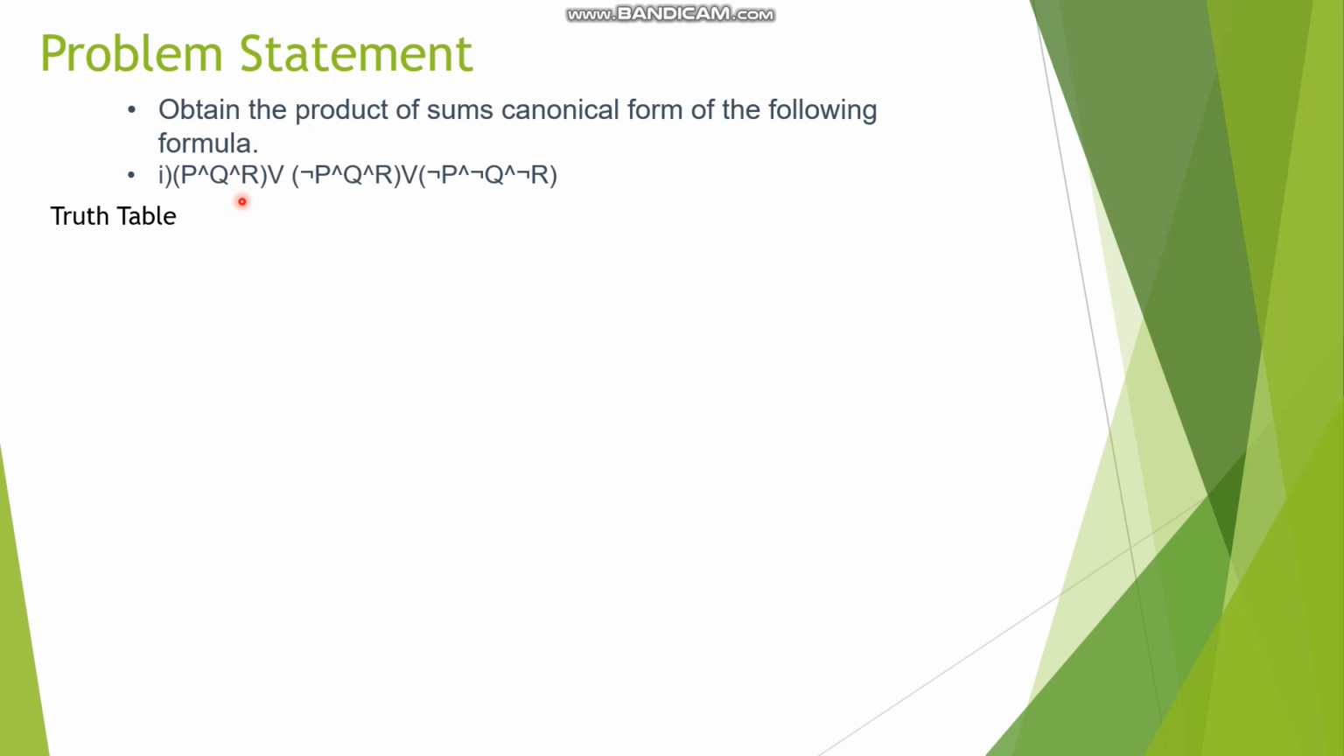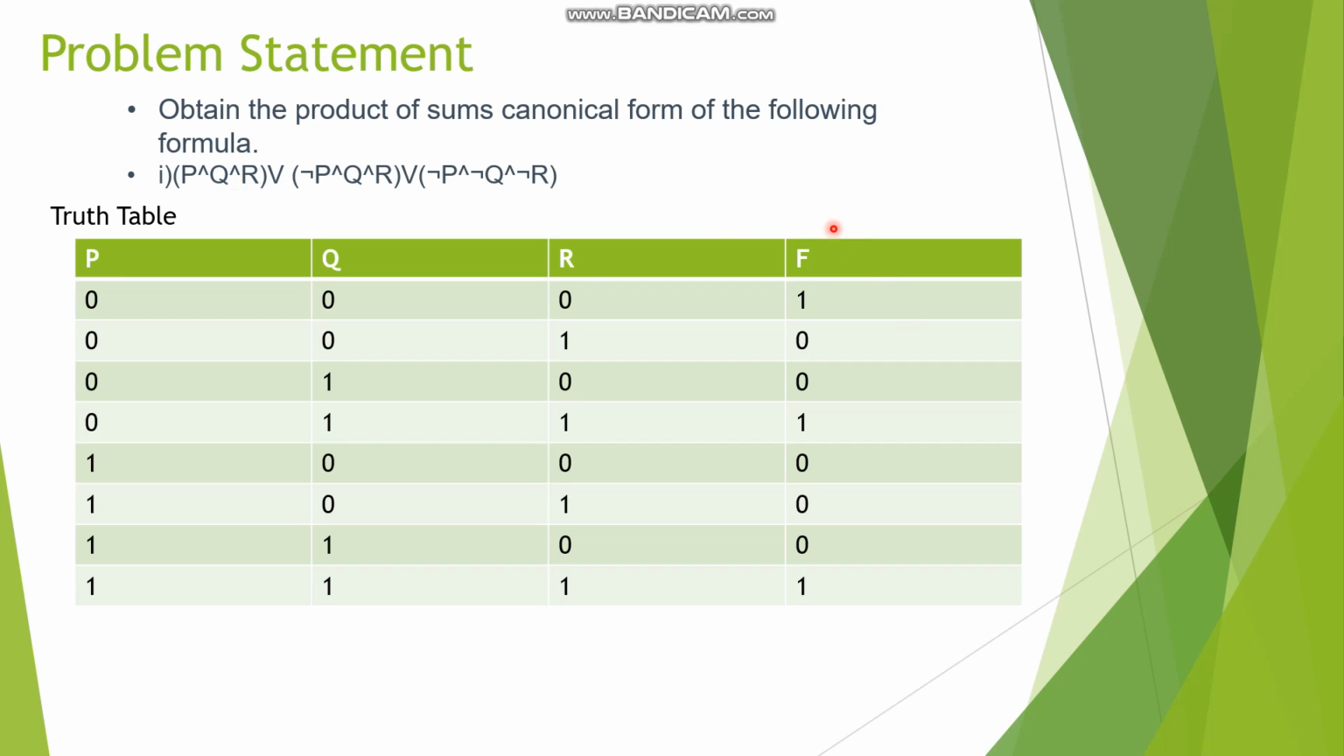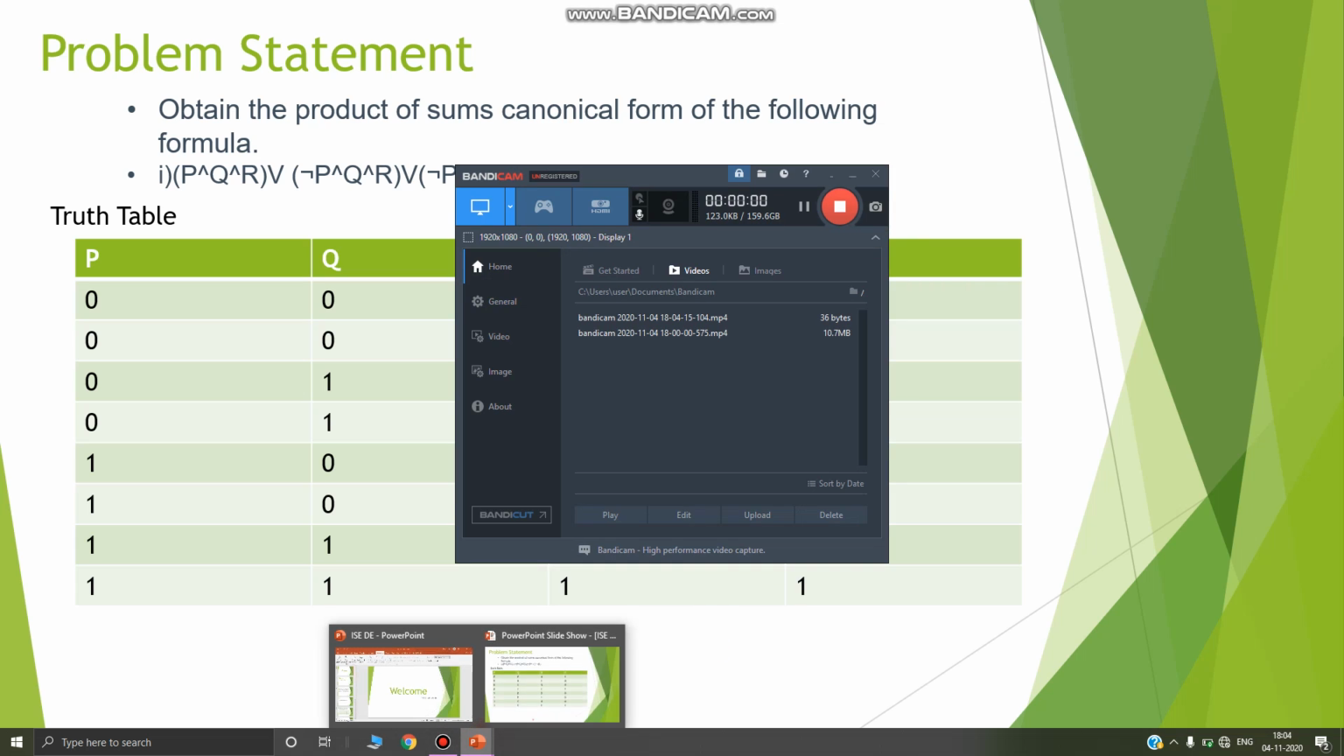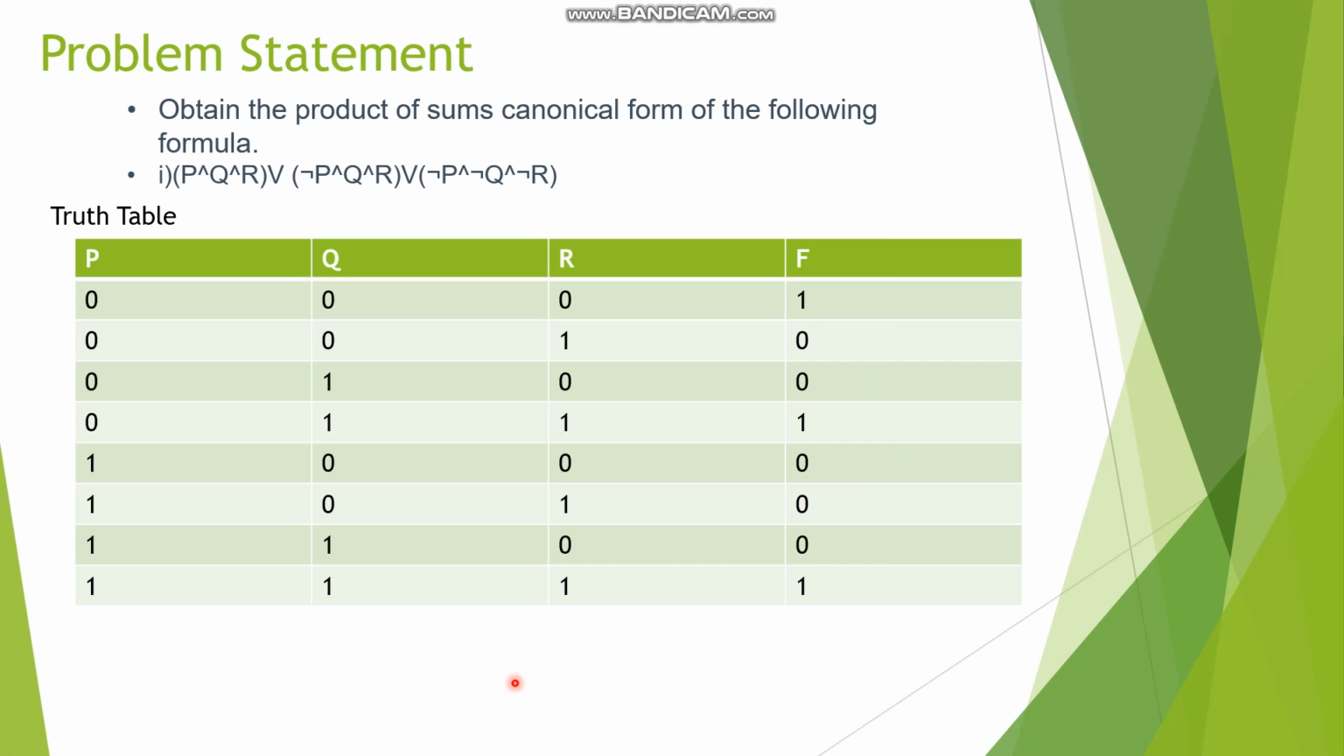First I find out the truth table of this. I already found it, and the last column of this truth table is 1 0 0 1 0 0 0 1. By using the truth table we can easily form the canonical POS, but I will show you that at the end of this video. Now we have to find this by mathematical form. So let's move toward our main problem statement by mathematical form.